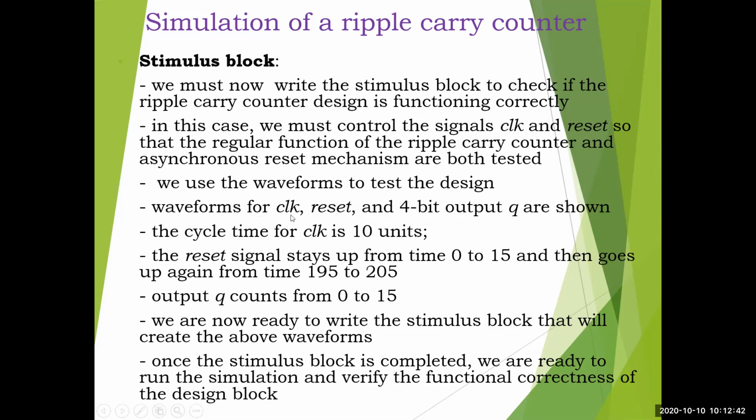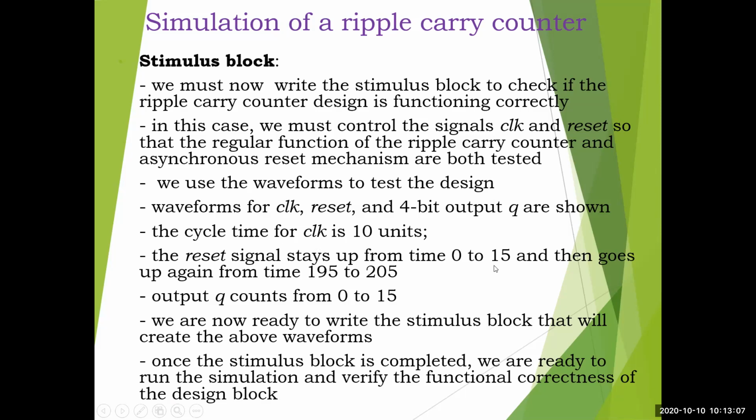We'll draw waveforms for clock, reset, and the 4-bit output Q, and the cycle time for the clock is 10 units. So clock cycle time means what? It is 0 and 1 both. The positive edge and this both together we'll call one clock cycle. It is 10 units we are considering, and the reset signal stays up from 0 to 15.